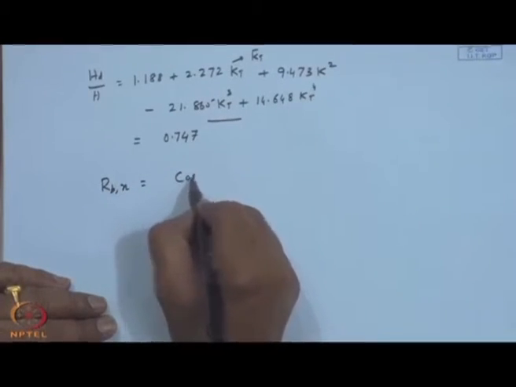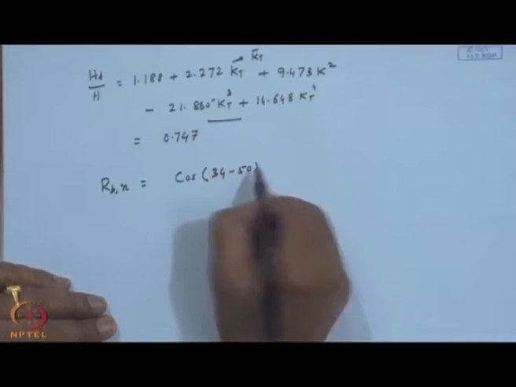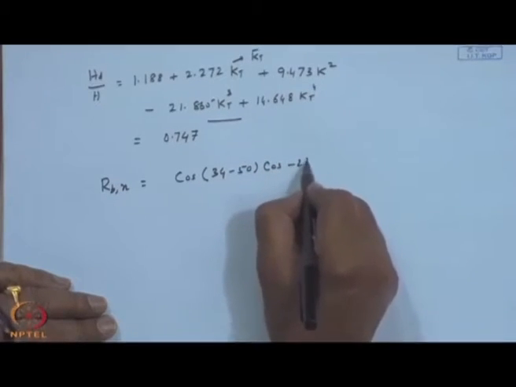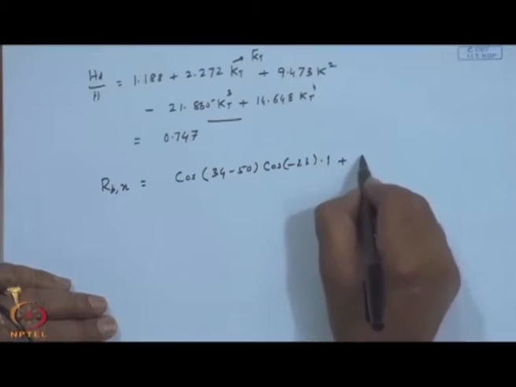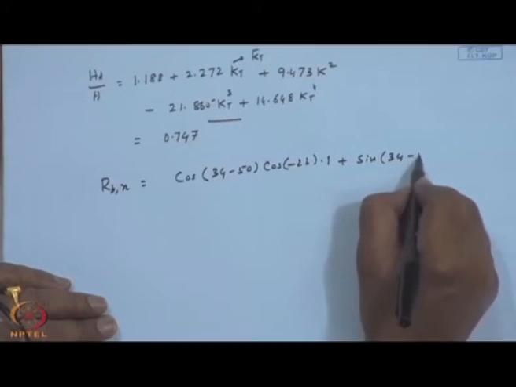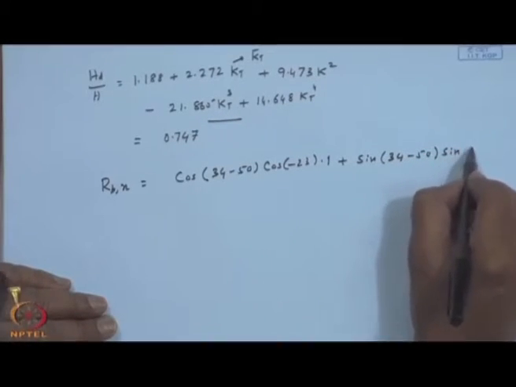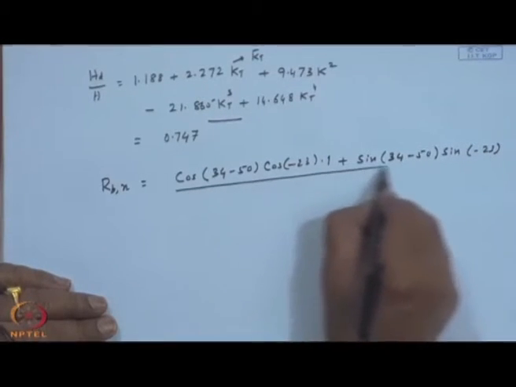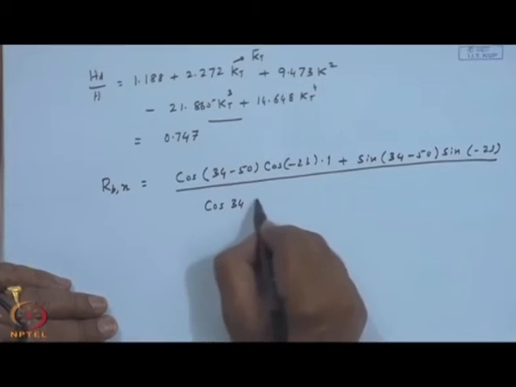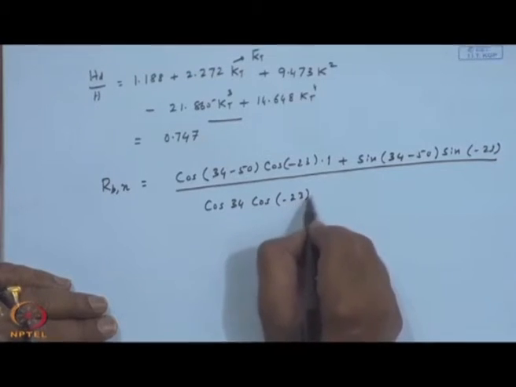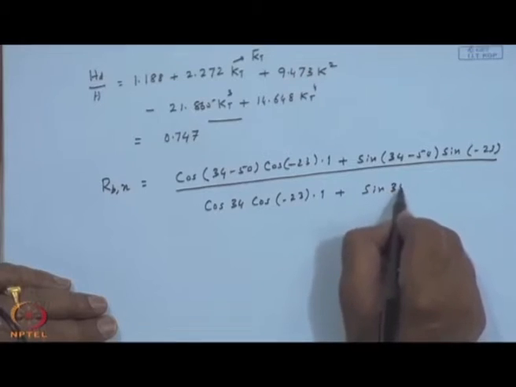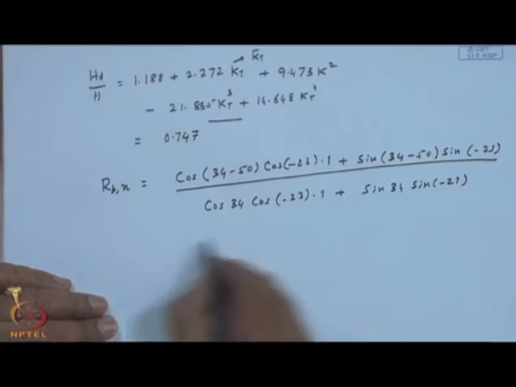Now, we also require Rb at the noon time. This will be equal to cos phi minus beta, this we have done enough times, times cos delta into cos omega, which is 1, plus sin 34 minus 50 times sin minus 23, by cos phi cos delta cos omega plus sin phi sin delta. So, this comes out to be 1.82. Okay. So, these were the things that we have used in calculating Rn.